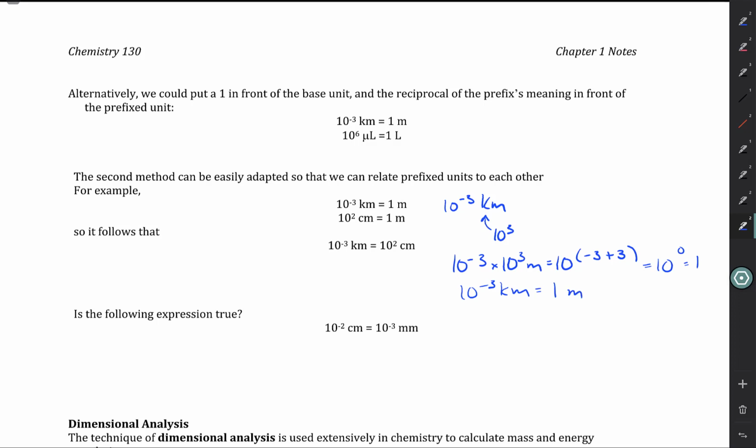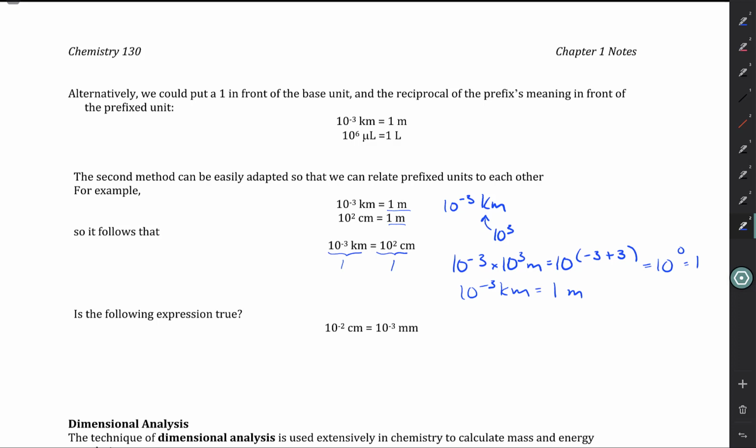And now it should follow that if we say, well, 10 to the minus 3 kilometers is 1 meter, and 1 meter is also, say, 10 to the second centimeters, or 10 to the sixth microliters, we could make these two equivalent. They're both equal to 1 meter. So that can shorten our conversions a little bit later on. So why is that? Well, because again, this whole thing, 10 to the negative third kilo is 1. 10 to the second centi is 1. So they're both 1 meter equals 1 meter. It's the same thing.